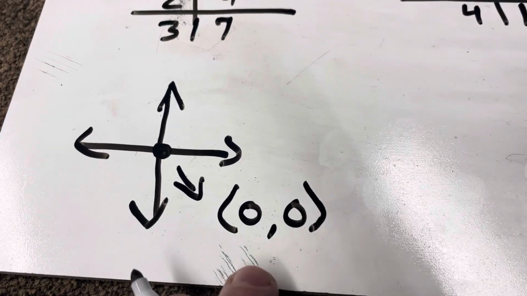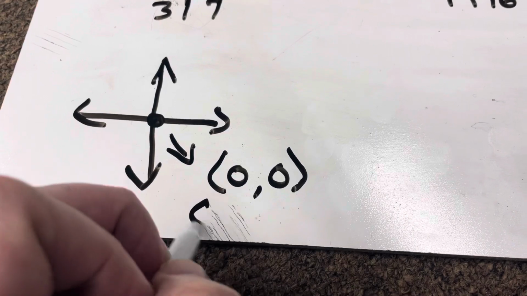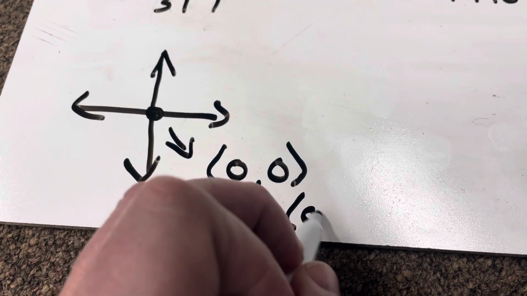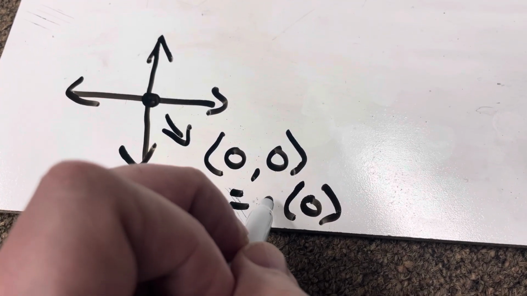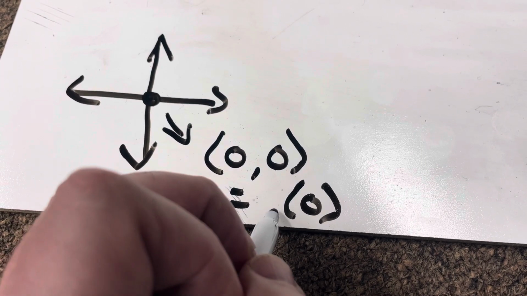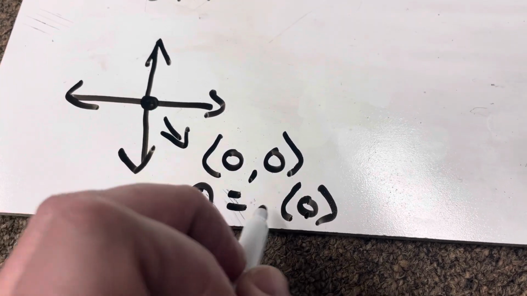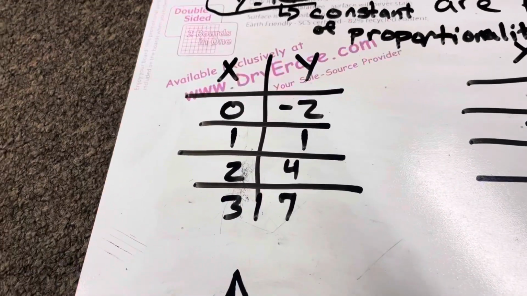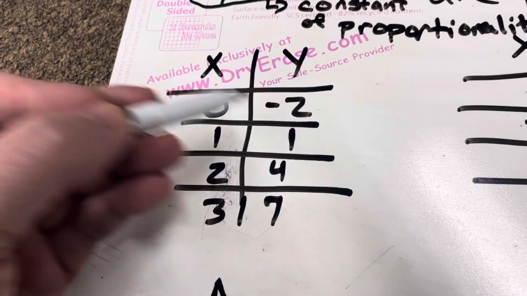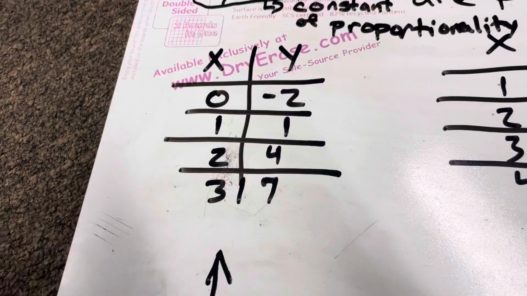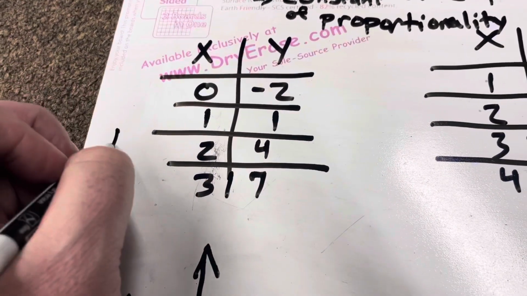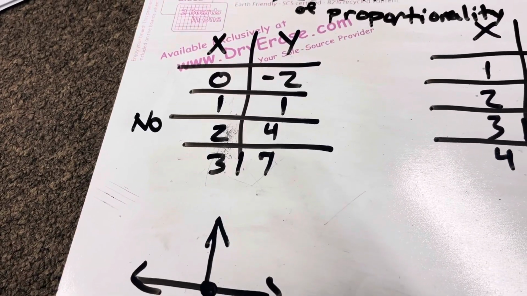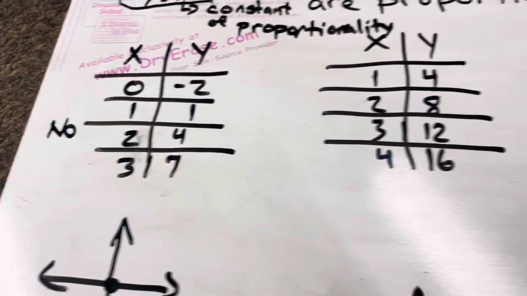That basically means y equals kx. If x is 0, well then, it doesn't matter what number the constant is. If x is 0, y is 0, which means that it goes through the point of origin. So this first one is pretty obvious because when x is 0, y is -2. So this is definitely a no. They are not proportional because it doesn't go through the point of origin.